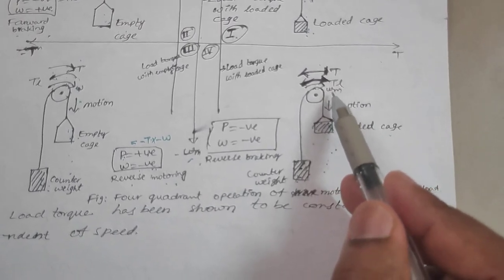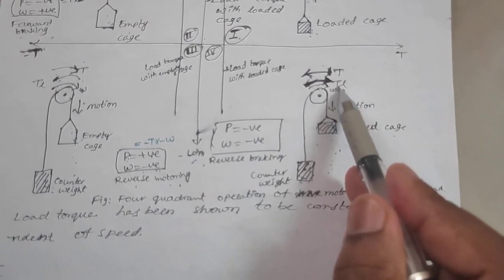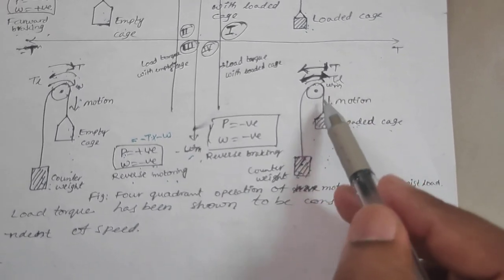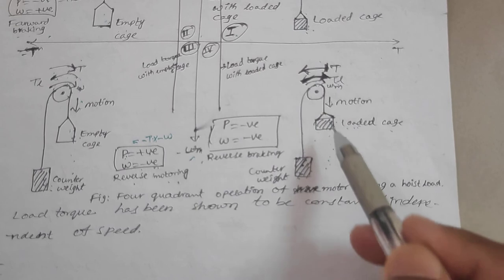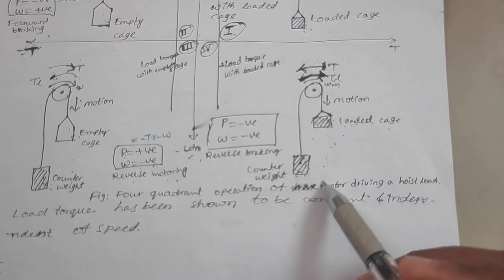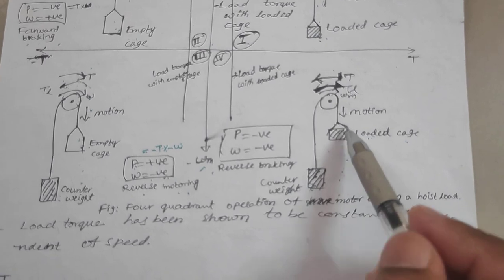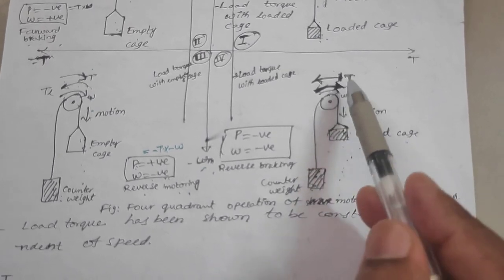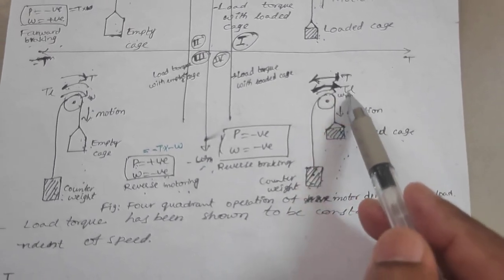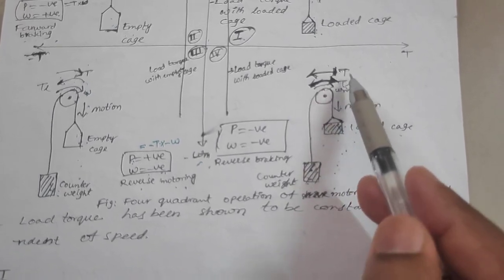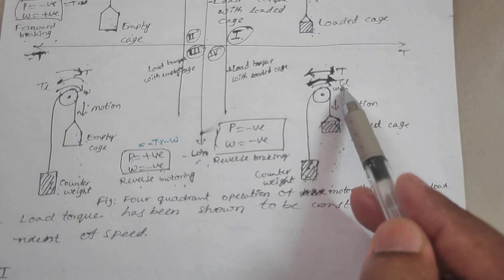If we don't develop an opposing torque to this load torque, the loaded cage will simply come suddenly downward. It will fall to the ground floor when there is no opposing force, no opposing torque. That's why we need to produce the opposing motor torque which will balance this load torque. That motor torque should be in the clockwise direction to balance this load torque.